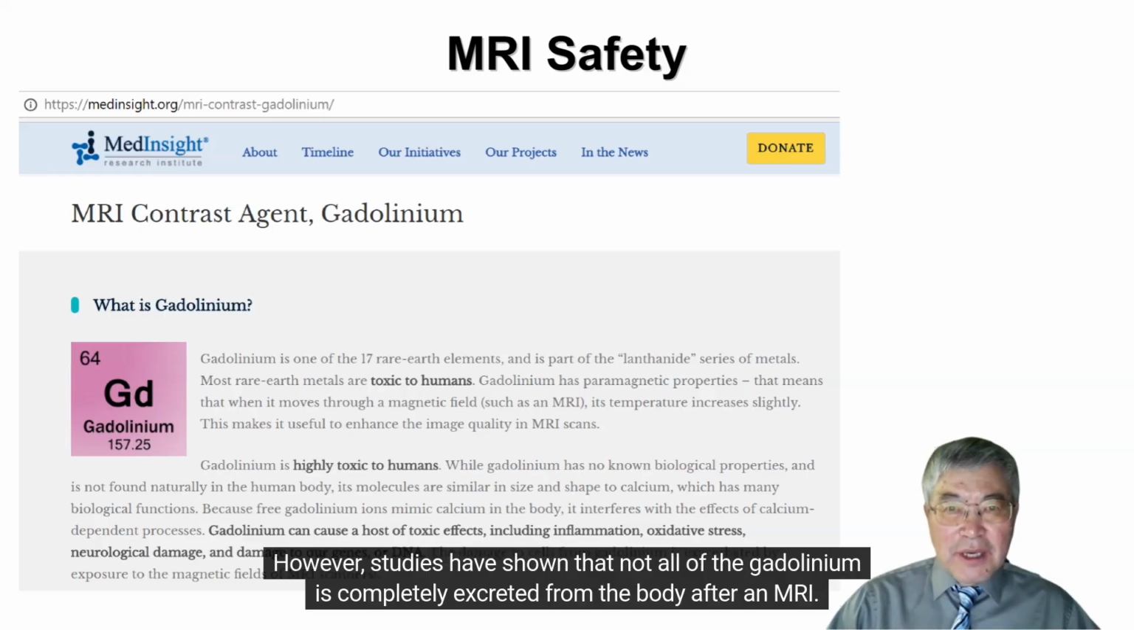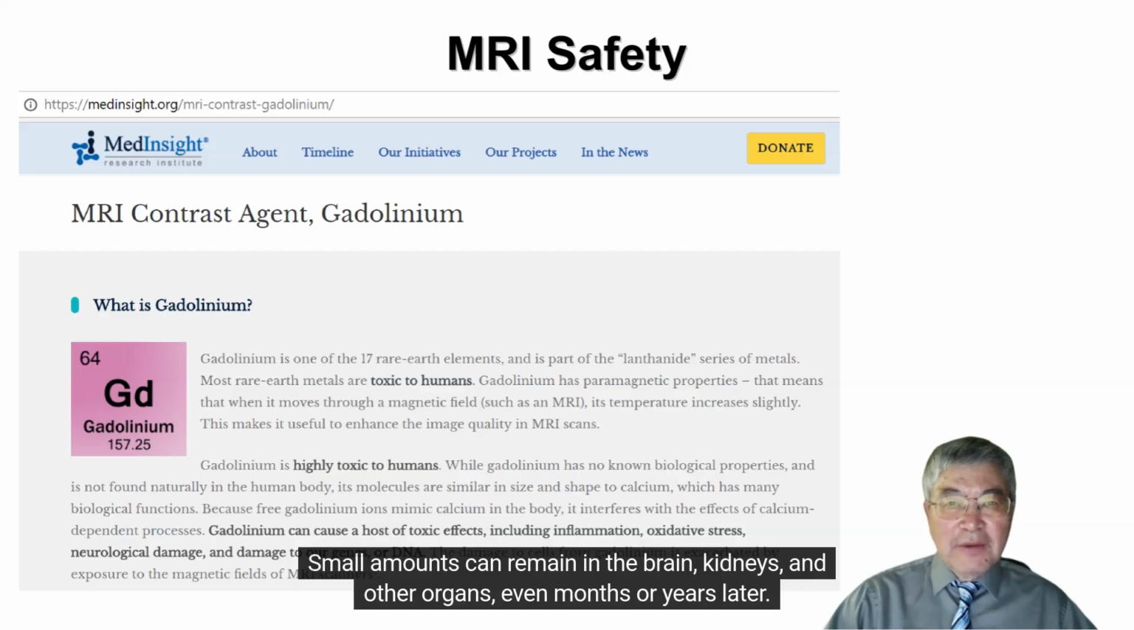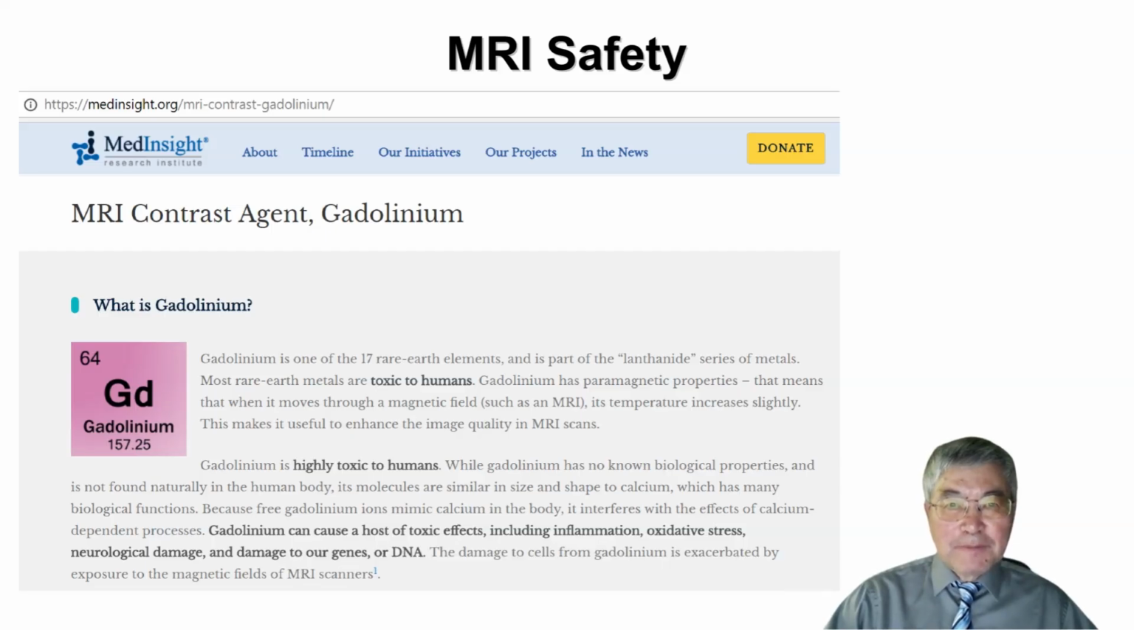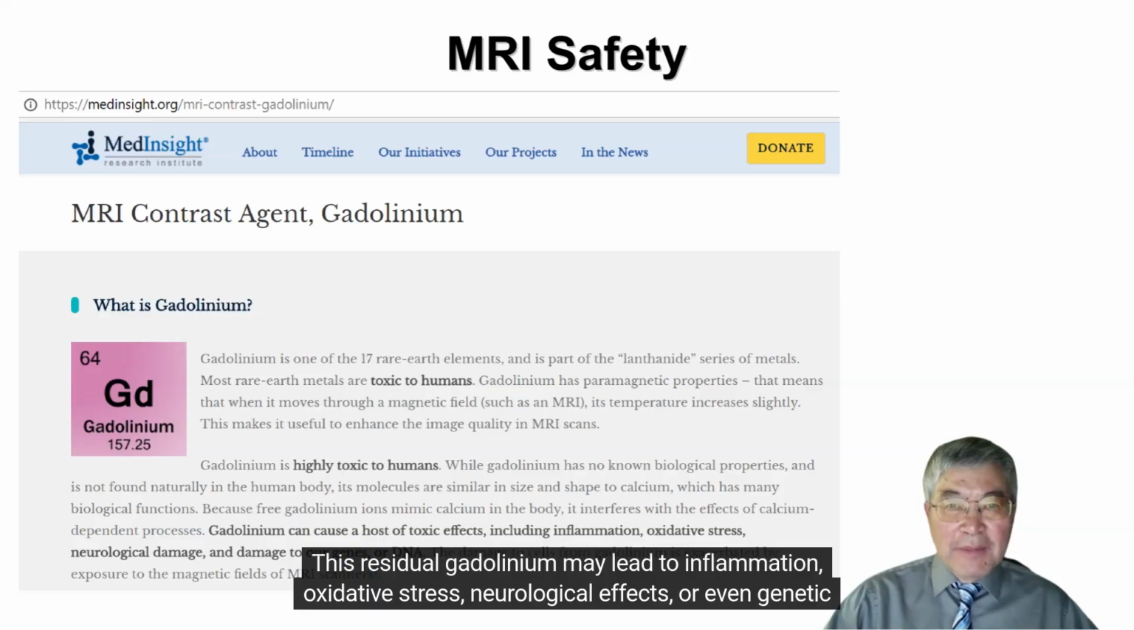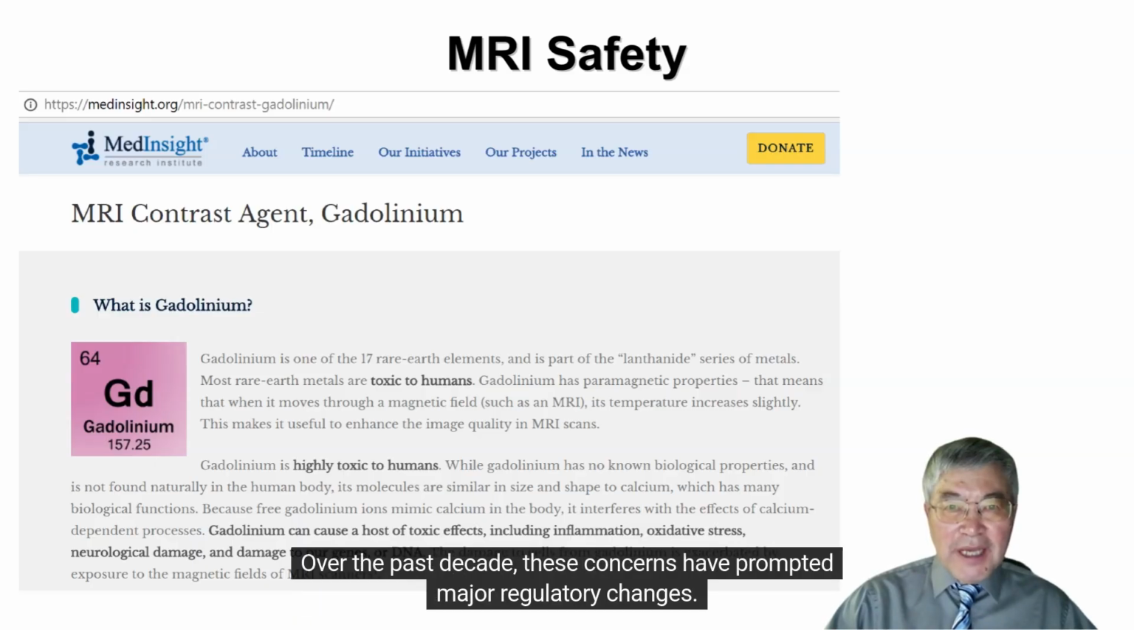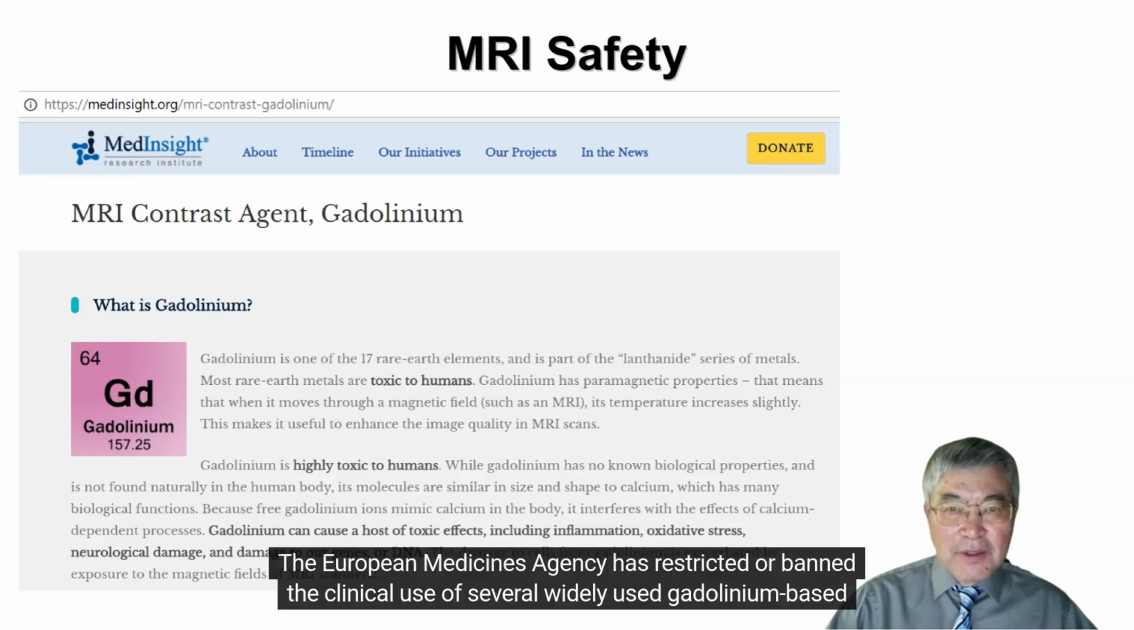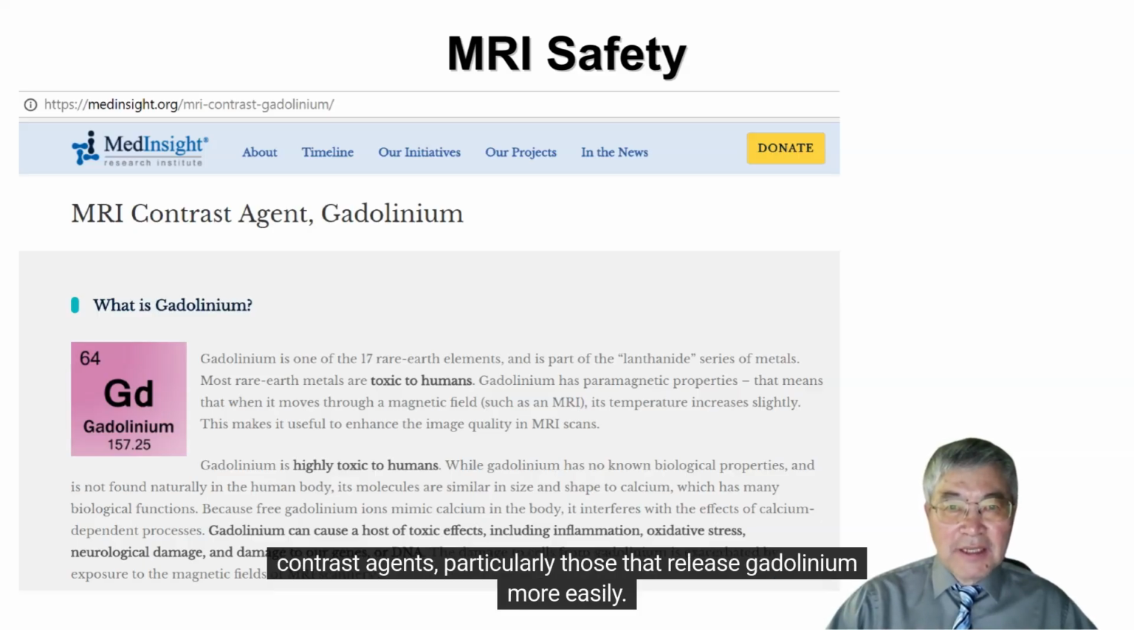However, studies have shown that not all of the gadolinium is completely excreted from the body after an MRI. Small amounts can remain in the brain, kidneys, and other organs, even months or years later. This residual gadolinium may lead to inflammation, oxidative stress, neurological effects, or even genetic damage at the cellular level. Over the past decade, these concerns have prompted major regulatory changes. The European Medicines Agency has restricted or banned the clinical use of several widely used gadolinium-based contrast agents, particularly those that release gadolinium more easily.